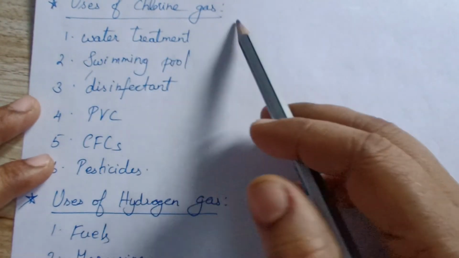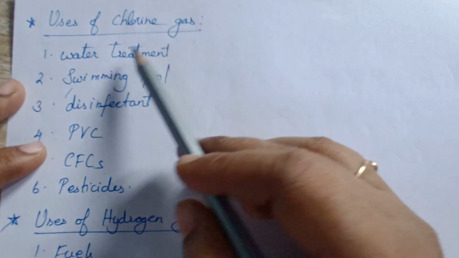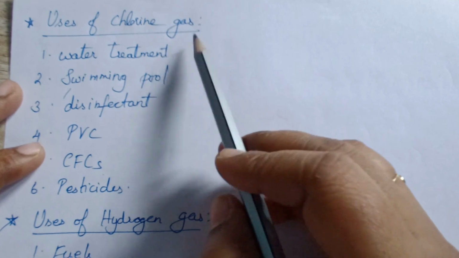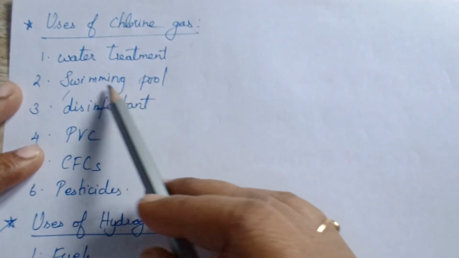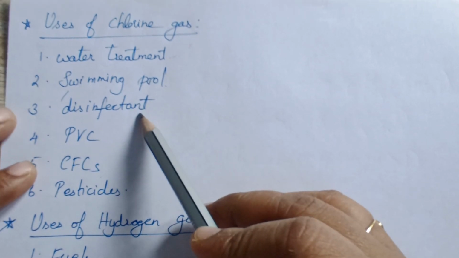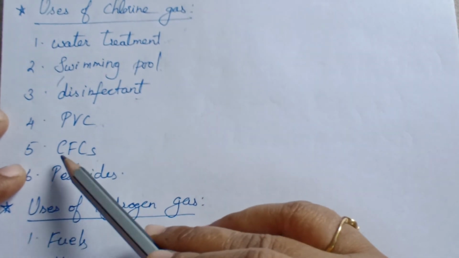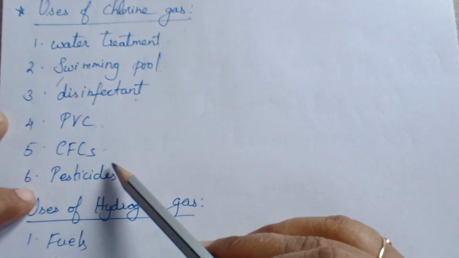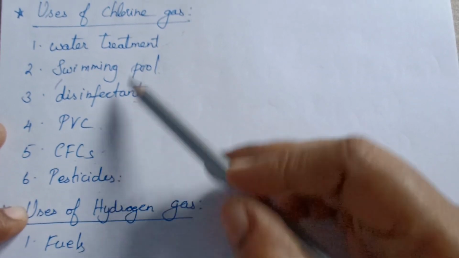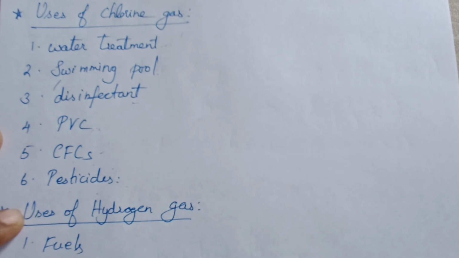Uses of chlorine gas. Mainly, as you have studied in lower classes, chlorine gas is used for the water treatment process, for disinfection, killing the germs and bacteria. For the same reason it is used in swimming pools and as a disinfectant. In the production of PVC pipe, chlorine plays an important role, and also in chlorofluorocarbons, CFCs, and in the production of pesticides. These are the main uses of chlorine gas produced from the NaCl decomposition.